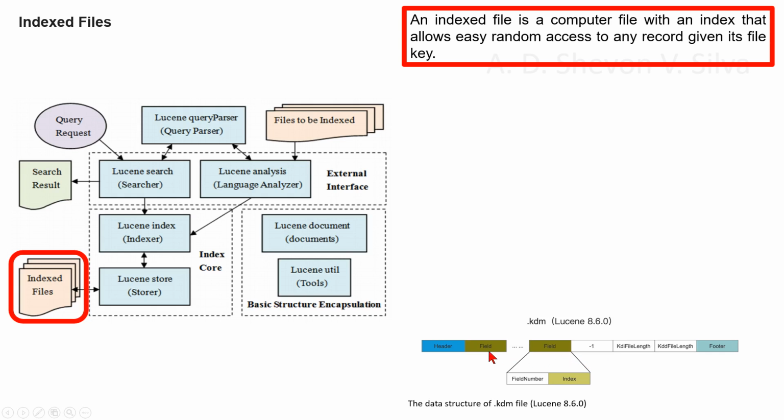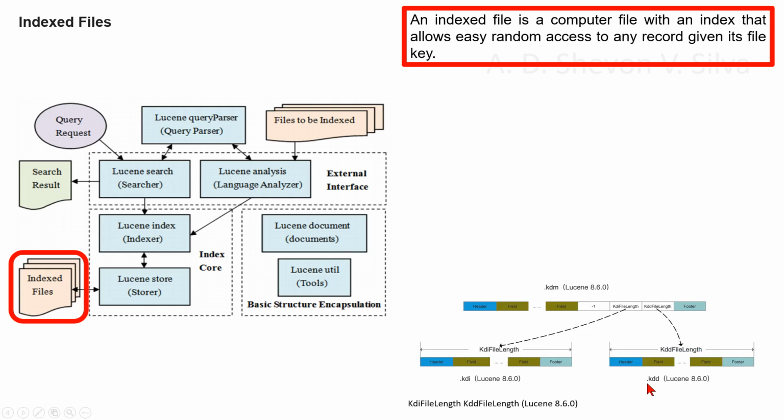Here you can see a .kdm file consists of a header and fields, and -1, KDI file length, KDD file length, and footer. A field consists of a field number and index. In this stage of reading the .kdm index file, the KDI file length and KDD file length are used to validate the KDI and KDD files, such as for a truncated file or a file that is too long.